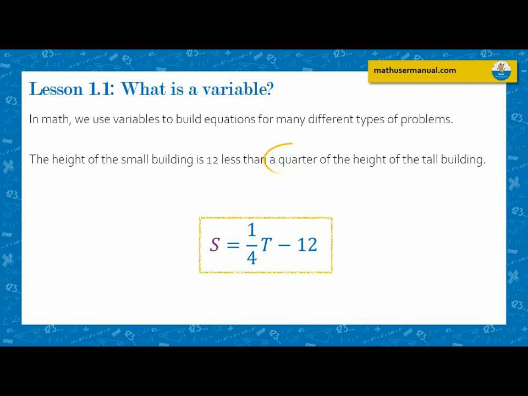And now we have an expression or an equation that will help us find the value of the small building. So for example, if the tall building is 100 feet, we replace T for 100. So 100 divided by 4, that's 25. Then we subtract 12. 25 minus 12 is 13. So the height of the small building is 13.